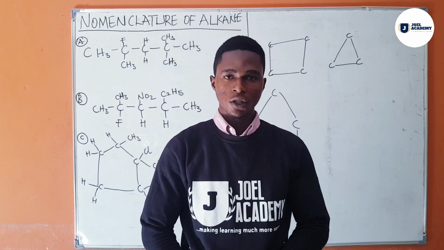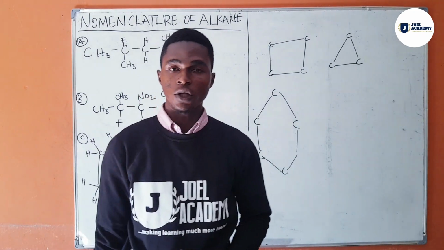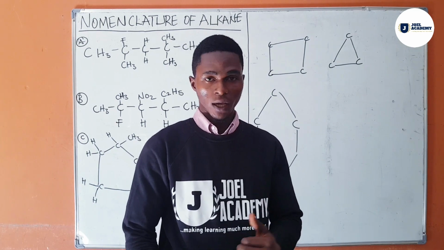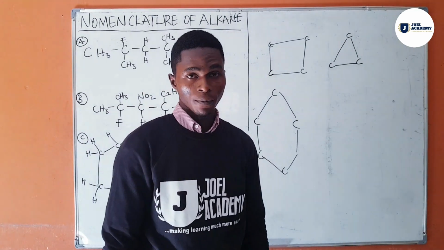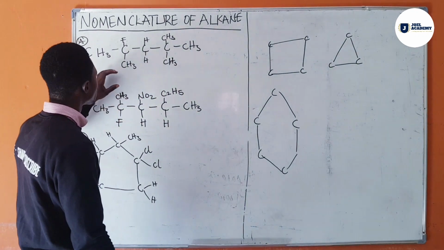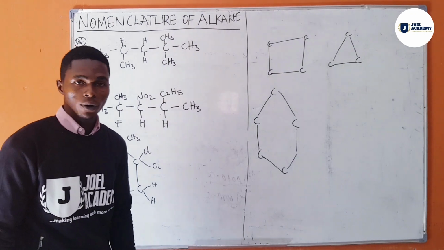From our previous video, we've looked at how to name alkanes, that is the IUPAC nomenclature of the alkanes. Today we'll continue with some other complex structures that have other substituents like the fluoro, the bromo, the nitro, and so on and so forth.